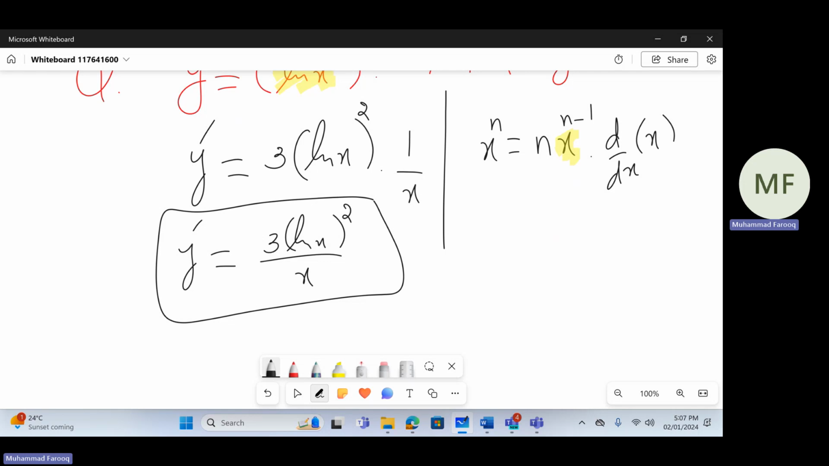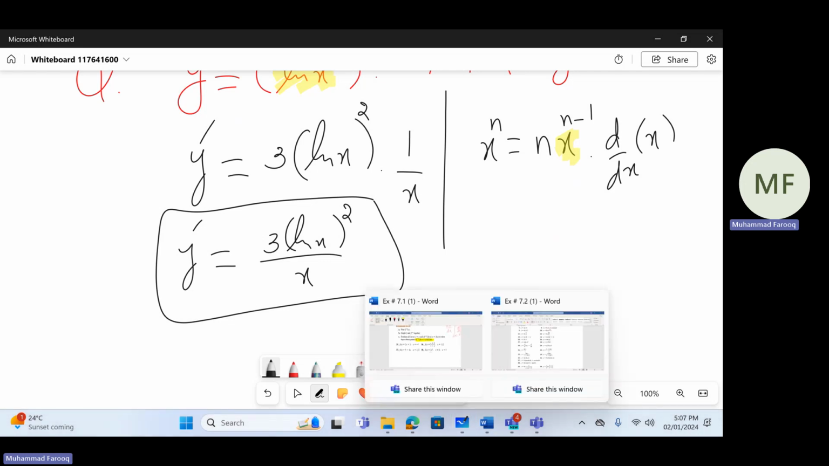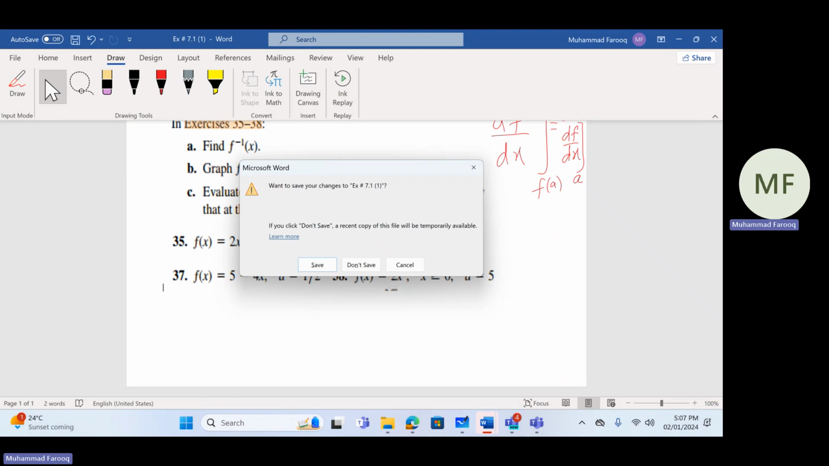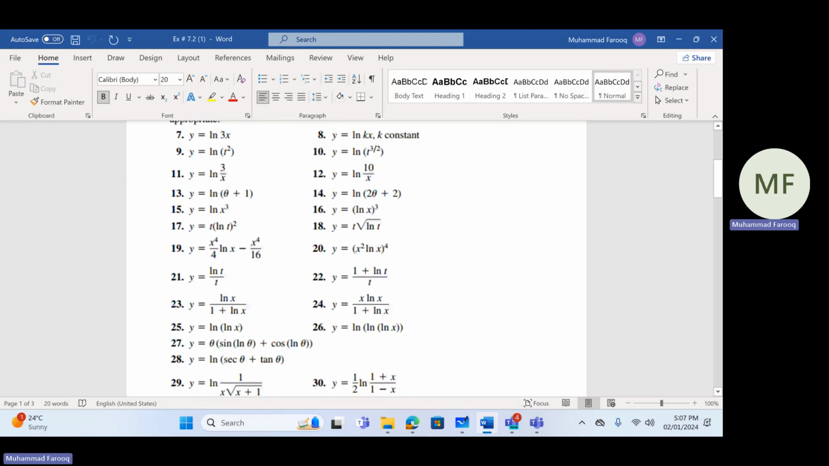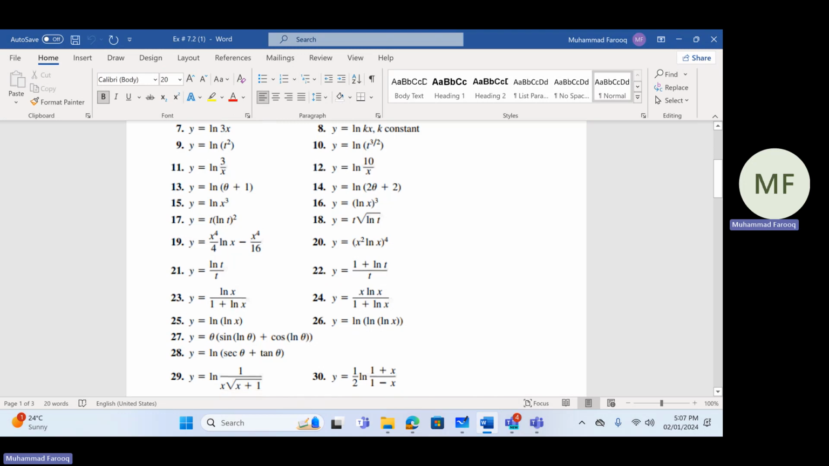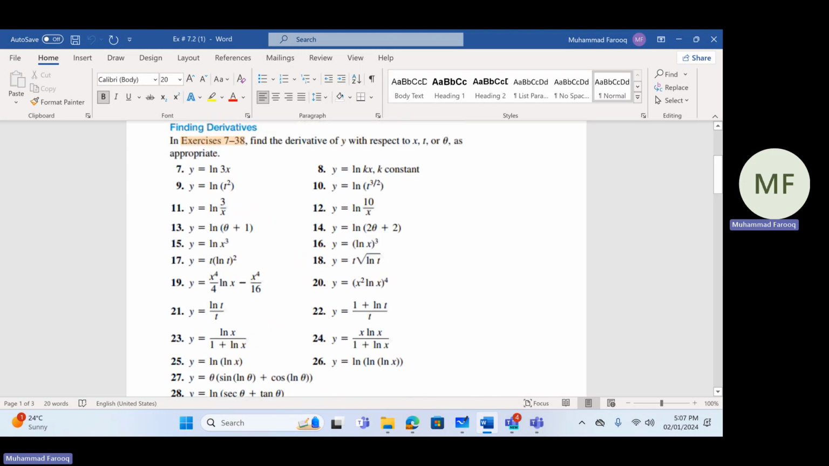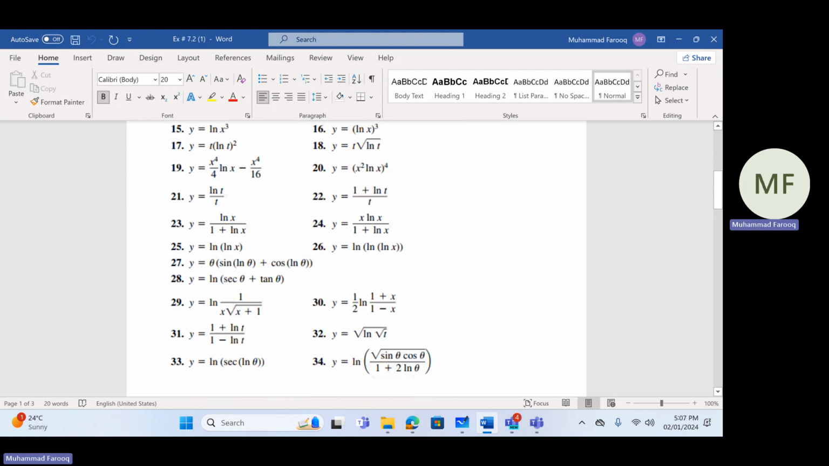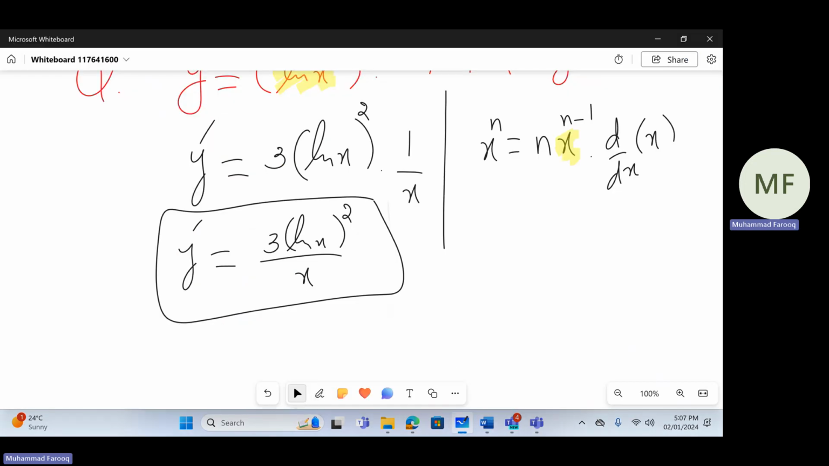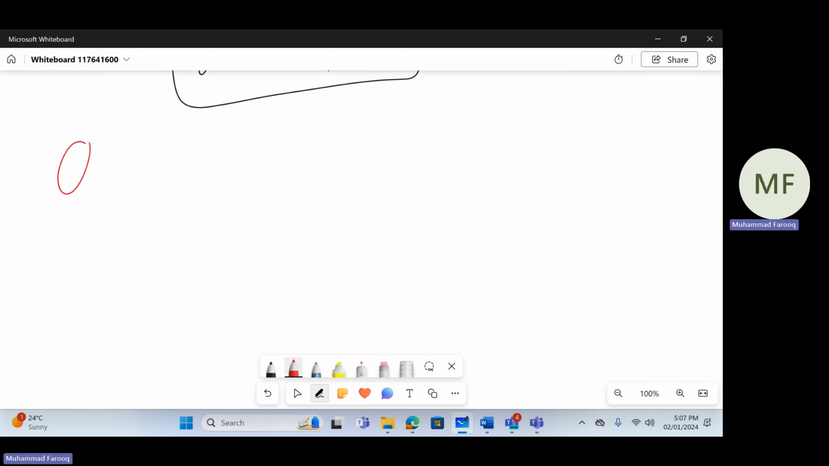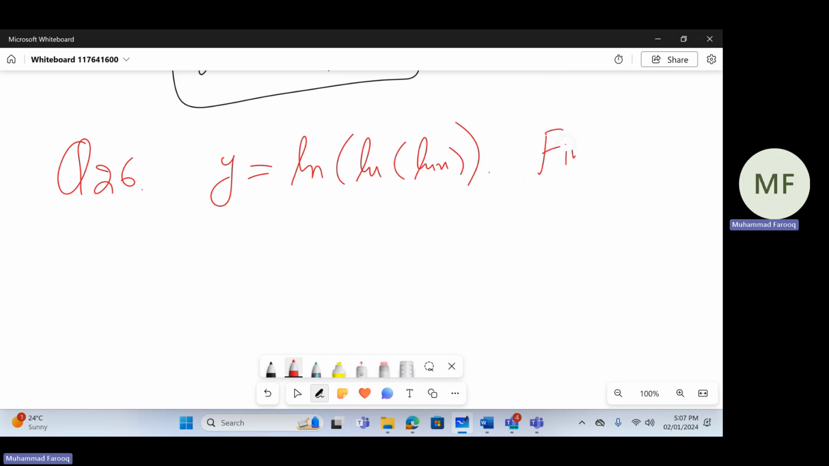Actually, you can see here we have a lot of different types of questions. Anyway, I took some important questions quickly. Let me go to question 26. Question 26, please: y is equal to ln of ln(x). Find y prime, please.